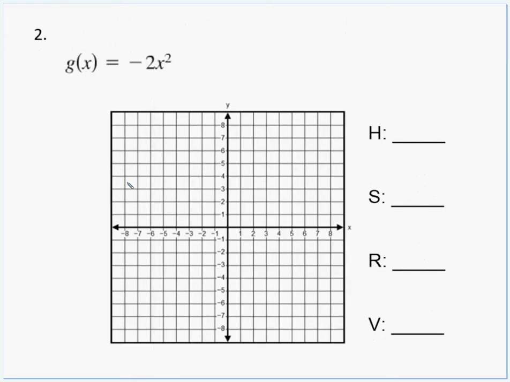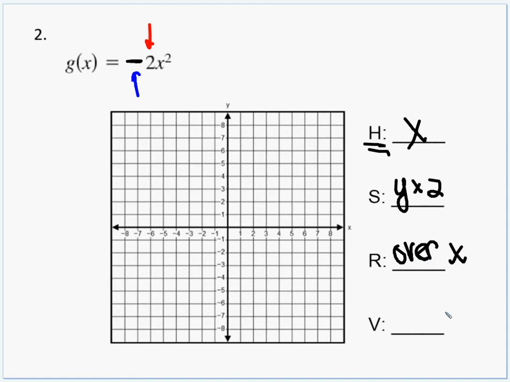Ooh, now here on this one, we got a negative out front. We do have a 2 in front of our x squared. So let's see. Is there a horizontal shift? Not on this one. Is there a stretch? Yes, we do have a stretch. We've got a 2 in front of there. So that's going to be our y coordinates, y times 2. Our y coordinates are going to double. Reflect. We've got the negative outside here. So that is a reflection over the x-axis. Over x. And finally, vertical shift. This does not have one.